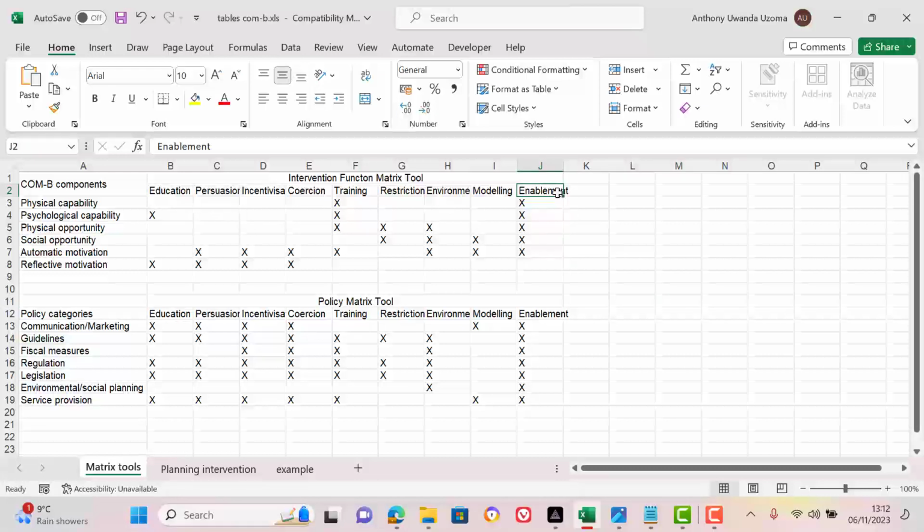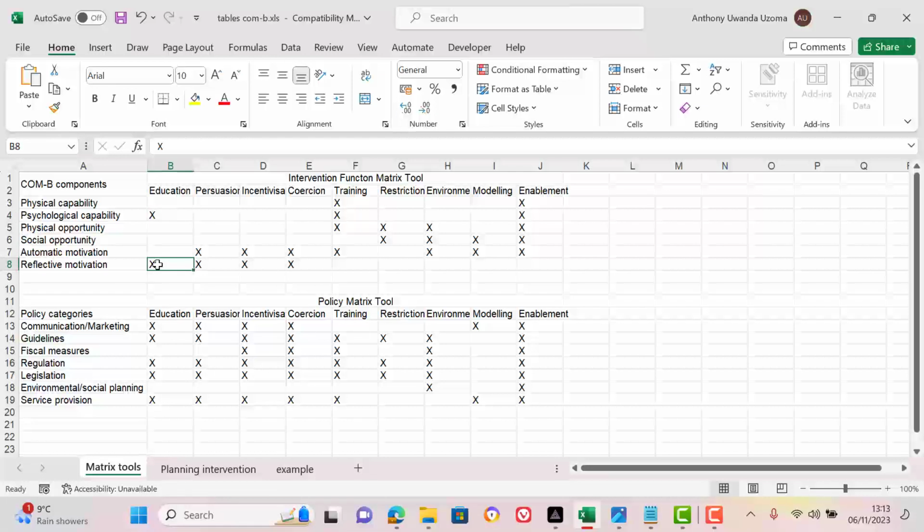Which one can we do? I'm assuming that the major challenge for these women is that they lack knowledge, and that is under psychological capability. So now I have 1, 2, 3, enablement. And then another challenge that they have is, let's say, reflective motivation.